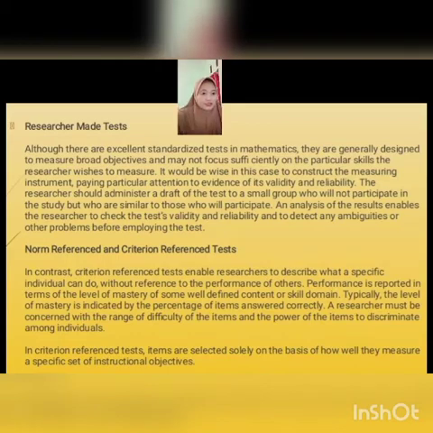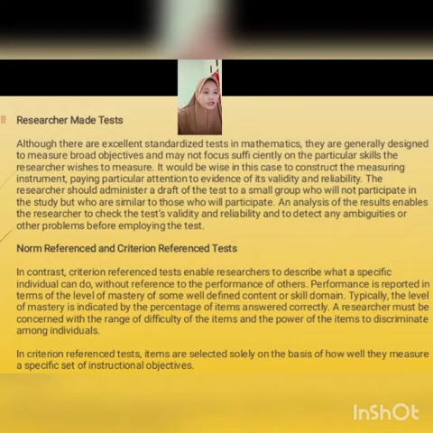Norm-referenced and criterion-referenced tests. In contrast, criterion-referenced tests enable researchers to describe what a specific individual can do, without reference to the performance of others. Performance is reported in terms of the level of mastery of some well-defined content or skill domain. Typically, the level of mastery is indicated by the percentage of items answered correctly.